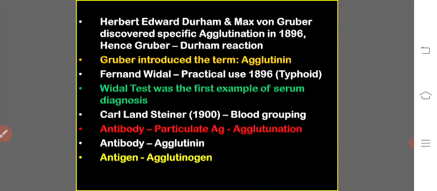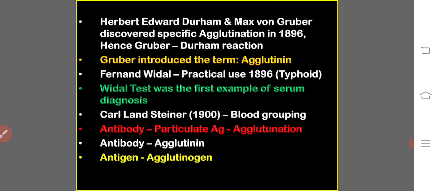The reactions of antibody with a multivalent antigen, that is a particulate antigen, means insoluble particle, result in the cross-linking of the various antigen particles by the antibodies. This cross-linking eventually results in the clumping or agglutination of the antigen particles by the antibodies.